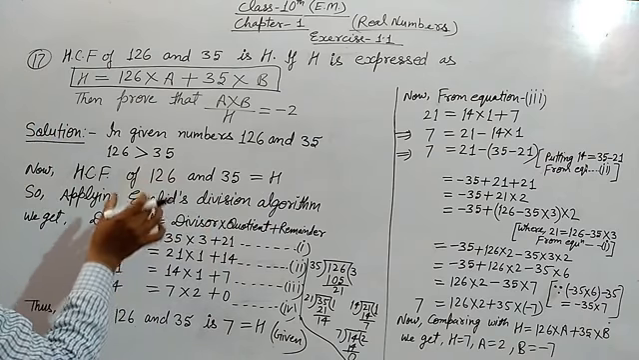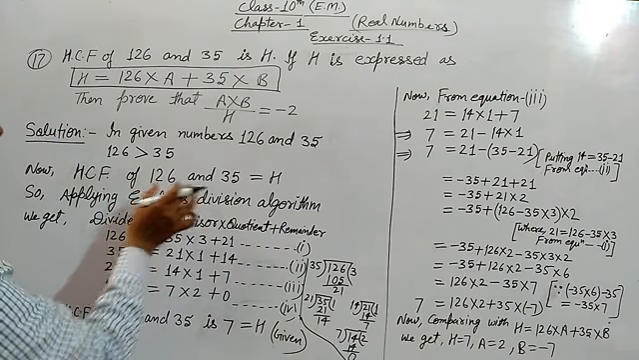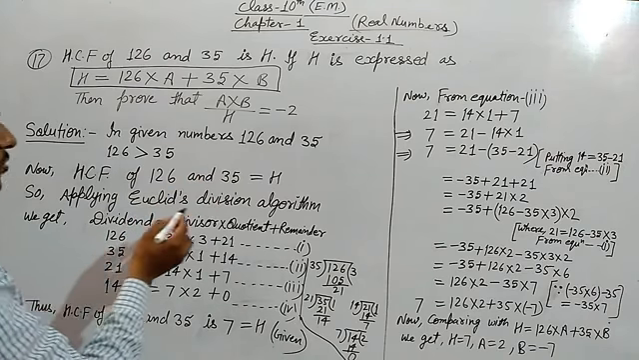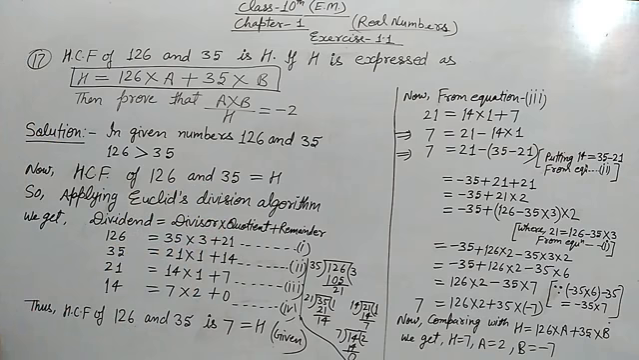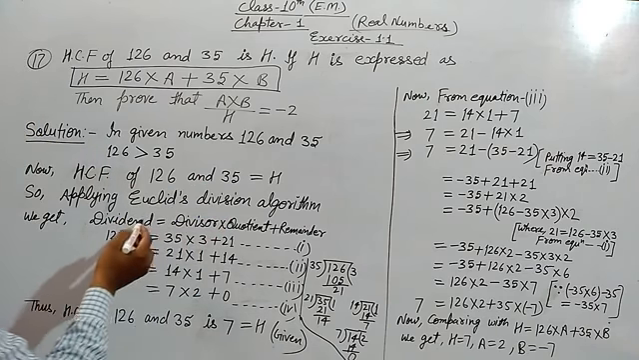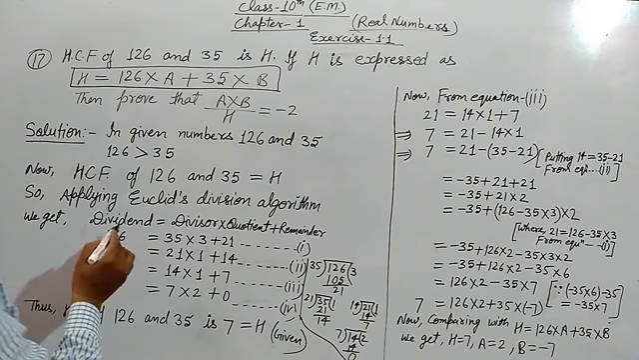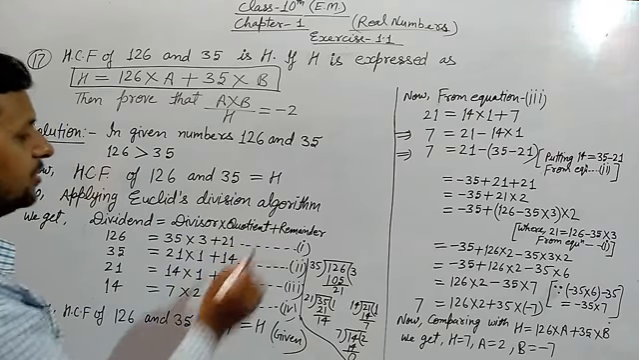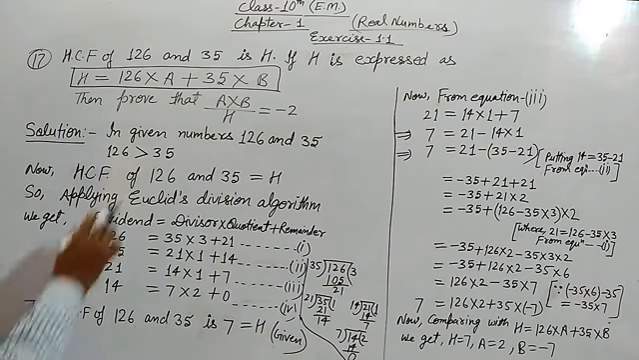Now we have to find the actual HCF of 126 and 35. So we apply Euclid's division algorithm. What is the formula of Euclid's division algorithm? Dividend is equal to divisor into quotient plus remainder. This is the formula given by Euclid.